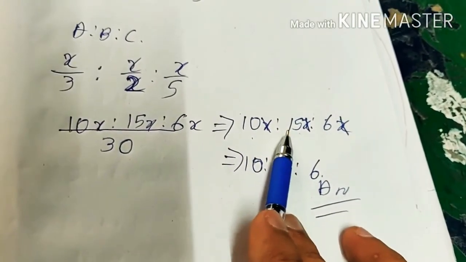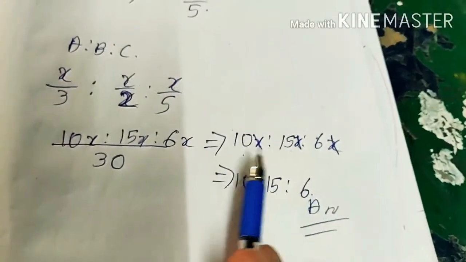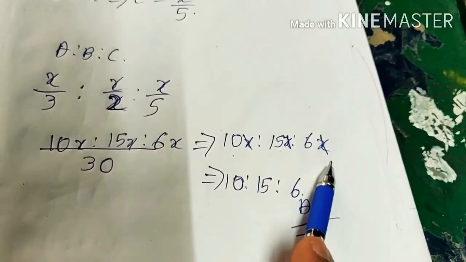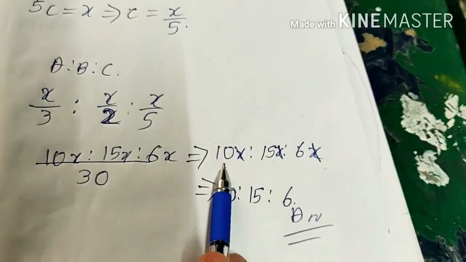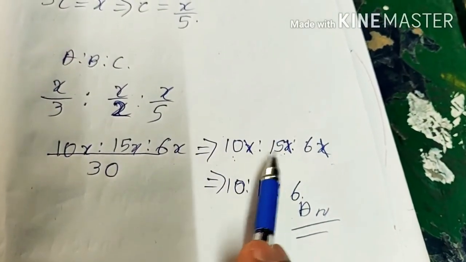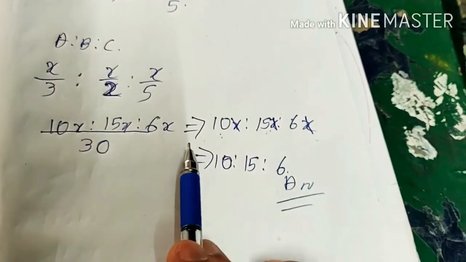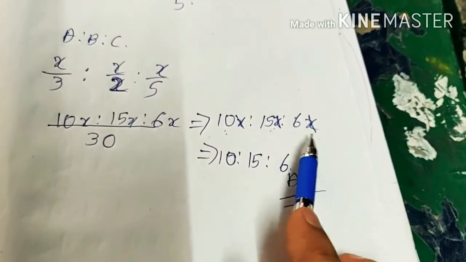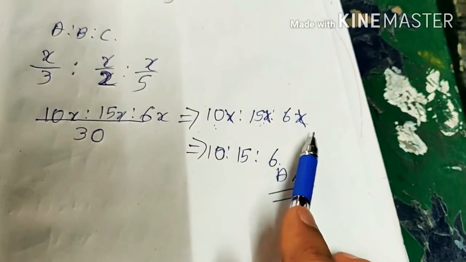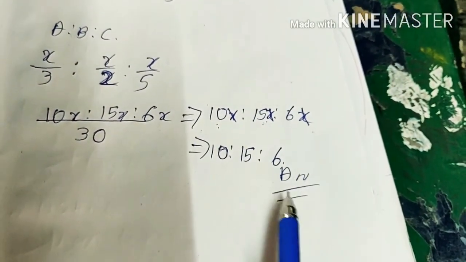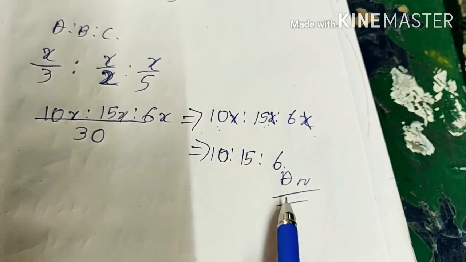If we see 10 and 15 can be reduced, 15 and 6 can be reduced, but all three together cannot be reduced with any number. If we check for 2, 2 can cut this, 2 cannot cut this. If we check 3, 3 can cut this and this but cannot cut this. So we have to find a value that can be reduced by all three. So here X is the value that can be reduced by all three. So we have cut it by X and we have got this as the answer. Okay.